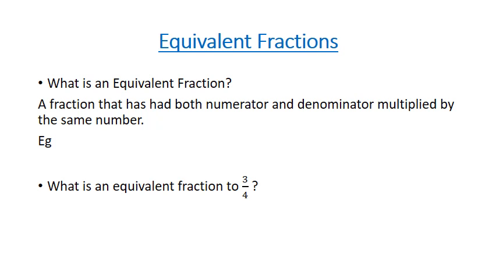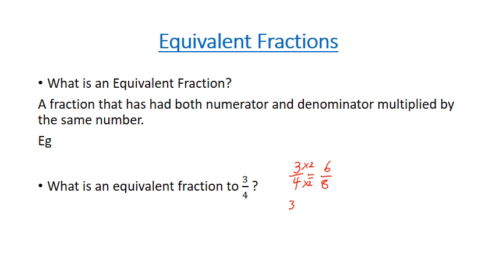Okay, remember in this video tutorial we were going to focus on equivalent fractions and simplifying fractions. So I guess what we need to understand is what an equivalent fraction is. An equivalent fraction is basically a fraction that has had a numerator and a denominator multiplied by the same number. What I mean by that is an example of an equivalent fraction to 3/4 would be 6/8, because we've multiplied both our numbers, the numerator and the denominator, by the same multiple.